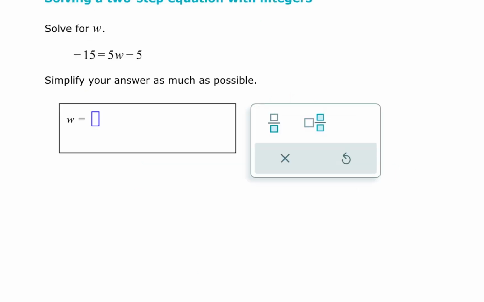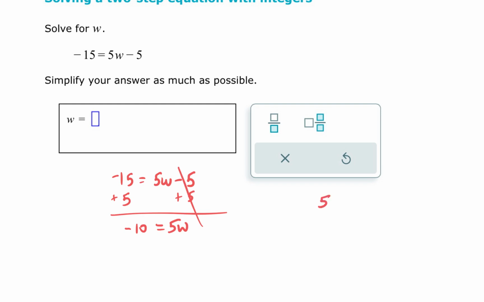Here's another example. On this one we have negative 15 equals 5w minus 5. I'm going to do the same thing I did on the last one. I'm going to add 5 to both sides. Once I do that, subtracting 5 and adding 5 is nothing, so I'm going to cancel it out. We have 5w on the right side. Negative 15 plus 5 is negative 10 on the left side.